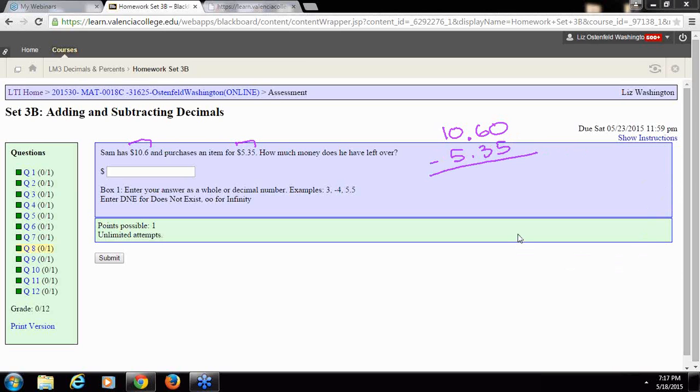Again, we're in a situation where we need to borrow because I cannot take 5 away from 0, so I'm going to borrow from this 6 and make it a 5. My 0 becomes 10. I get a 5 here, 2 here, bring down my decimal, and 10 minus 5 is 5. So I have $5.25 left. Any questions about that?